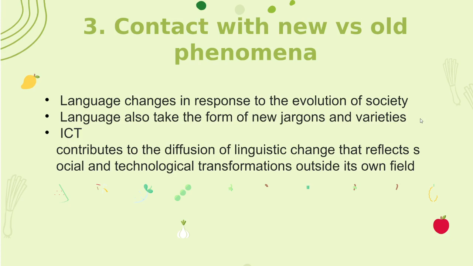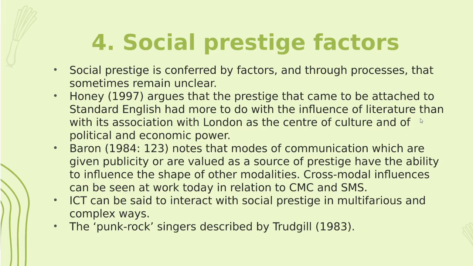This is the kind of French that he held up as a model for others to imitate. Another scholar argues that the prestige that came to be attached to standard English had more to do with the influence of literature than with its association with London as the center of culture and of political and economic power. He does not deny that the link with London was instrumental in the rise of Standard English, but claims that the prestige enjoyed by what was to become the standard variety was primarily due to the existence of a revered literature that served as a model and object of study.